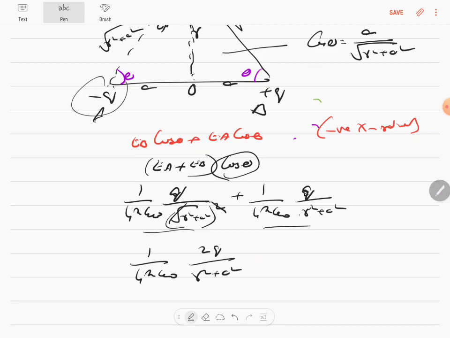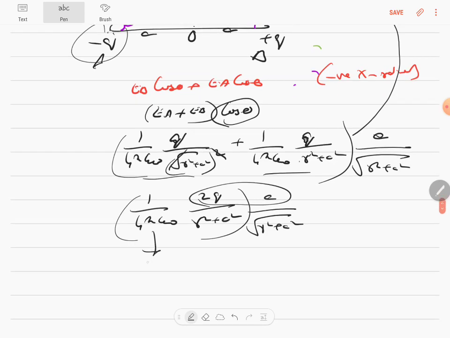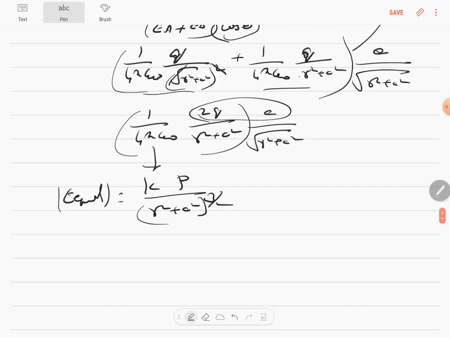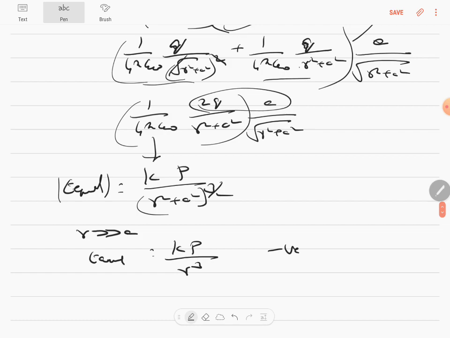In addition, you have a cos theta, which itself is this. So you have to include this, which is a by root of r square plus a square, in both the places. You know, 2aq is nothing but the dipole moment P. You can write this as k, that is kP by (r square plus a square) the whole to the power 3 by 2. That will be the electric field along an equatorial line. Okay, so then considering that r is much larger than a, then for E equatorial, a can be ignored, and you will get kP by r cubed. Okay, so that's about it. This is the electric field, and its direction is again along the negative x direction.